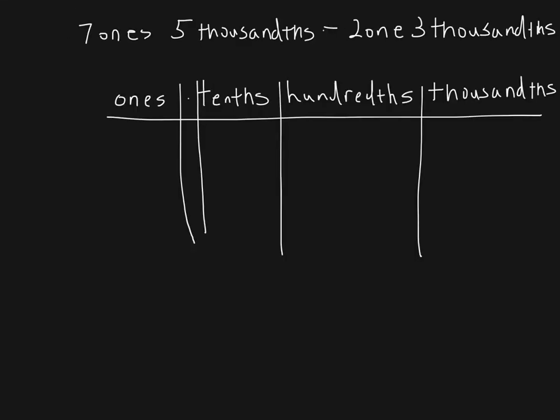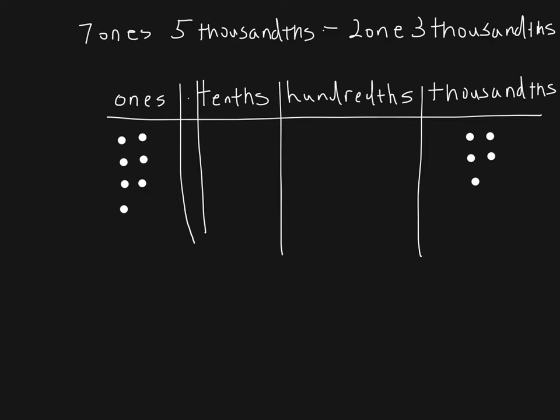Let's do one that is a bit more complicated. This will be 7 ones, 5/1000 minus 2 ones, 3/1000. So I need to put 7 ones, 7 in the ones place, 1, 2, 3, 4, 5, 6, 7. And I need a 5 in the thousands place, 1, 2, 3, 4, 5.